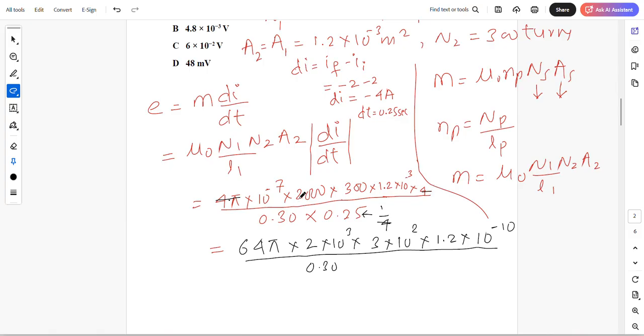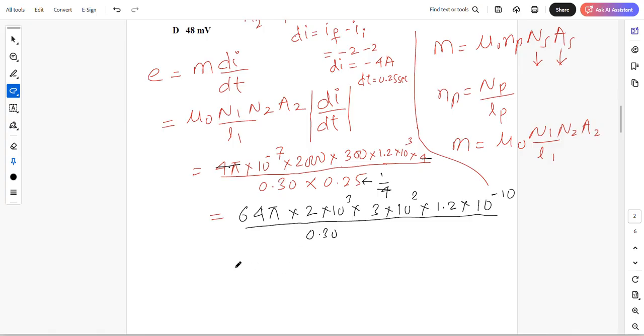Now remaining is 2 into 10 to the power of 3, 3 into 10 to the power of 2, these two I have added. Now that is equal to 6, 3 into 2, 64 pi into 2 into 1.2. Okay, 2.4 into how much is 3 by 0.3? How much is 3 by 0.3?